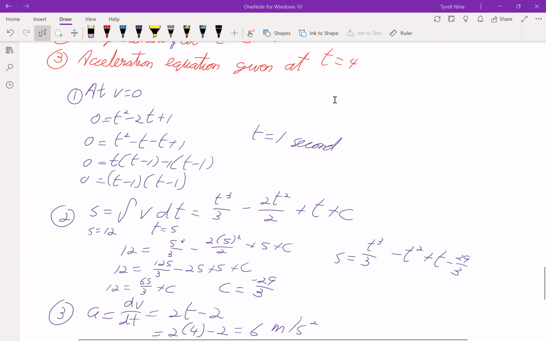How do I get t cubed over 3? Good question. Add 1 to the power and divide by the new power. That's when you integrate. So t to the 2 plus 1 is 3, over 3. So it becomes t cubed over 3.